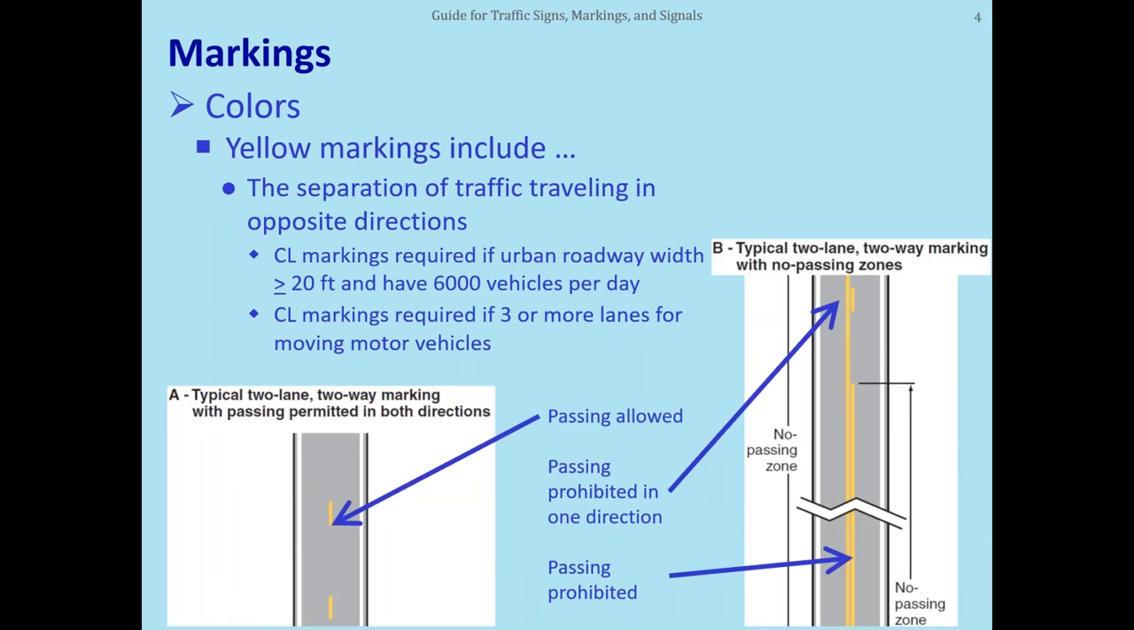Yellow markings to separate travel in opposite directions. The manual says that if you have a roadway that's 20 feet or more wide and 6,000 vehicles per day or more, then you are required to have centerline markings. You are also required to have centerline markings if you have three or more lanes for moving traffic.